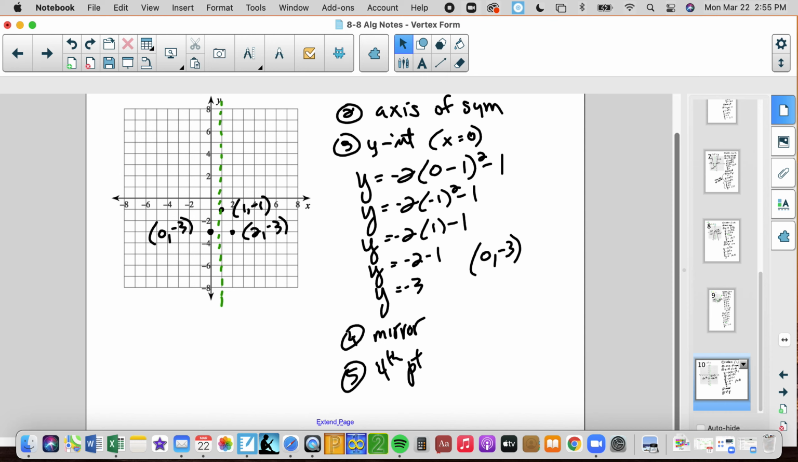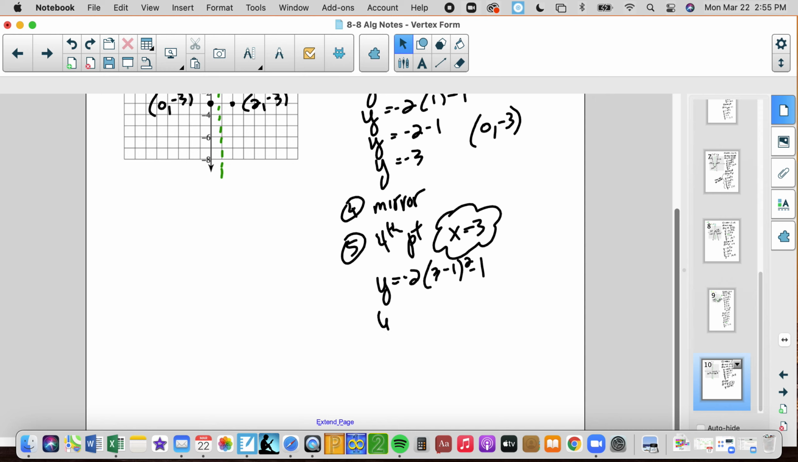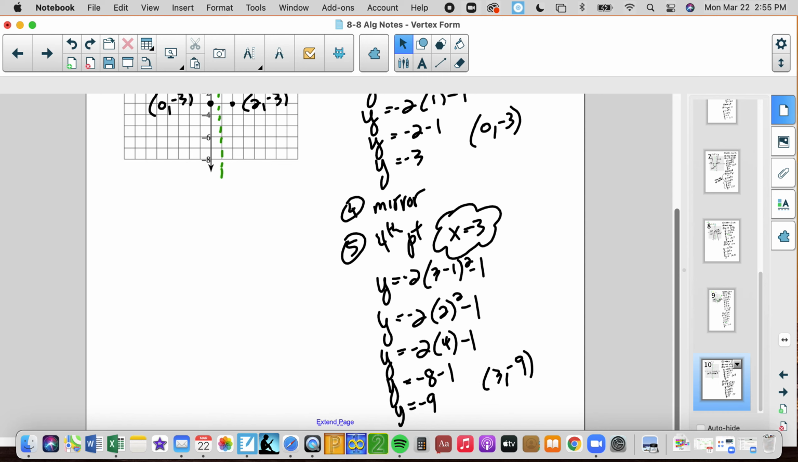So I have used 0, 1, and 2. I'll use 3. Let's plug in 3 into the equation. y equals negative 2 times 3 minus 1 squared minus 1. Let's simplify that. 3 minus 1 is 2 squared minus 1. We're going to square 2, which is 4. Now we're going to multiply negative 2 times 4, which is negative 8. And negative 8 minus 1 is negative 9. So when we plugged in 3, we got negative 9.